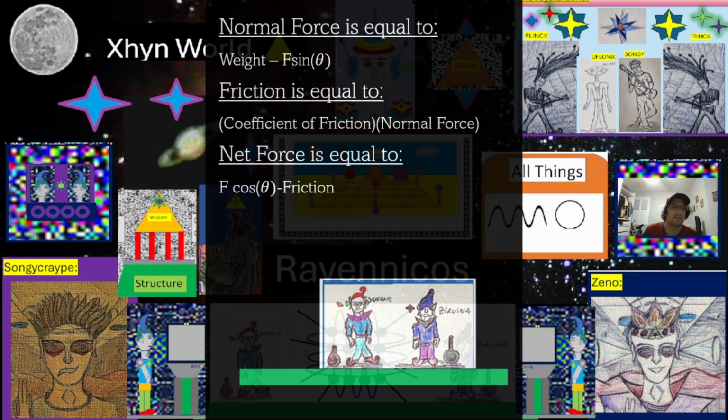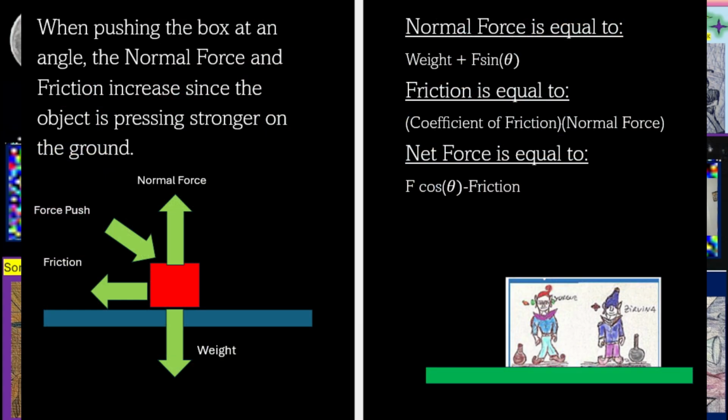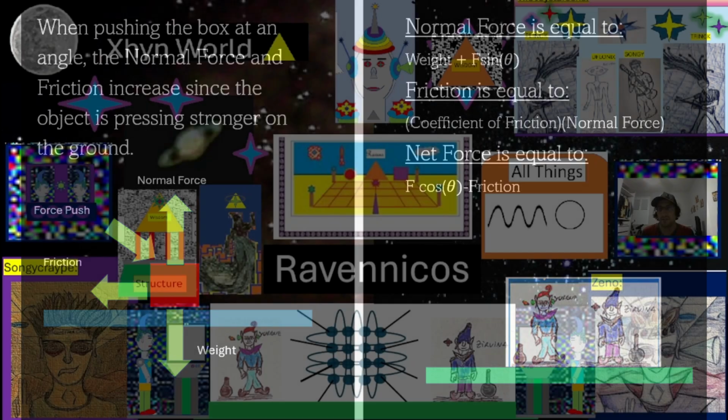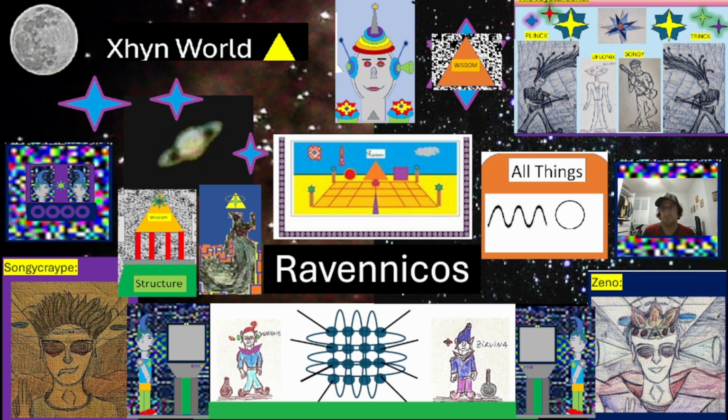When pushing the box at an angle, the normal force and friction increase since the object is pressing stronger on the ground. Because if you're pushing down on the box, the force of the ground on the box will be greater. So that will increase friction. That will not change the coefficient, because the coefficient of friction depends on which two surfaces are rubbing against each other, in this case, the box and the ground.